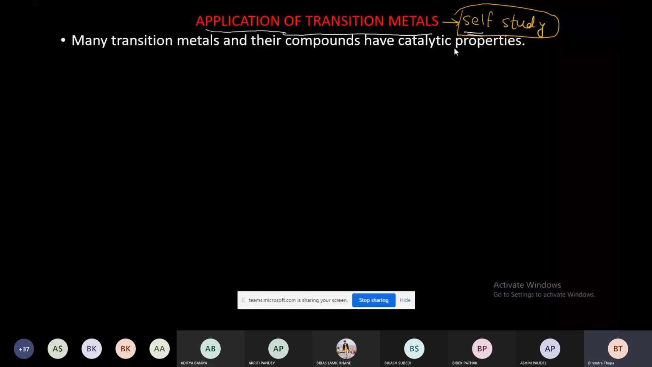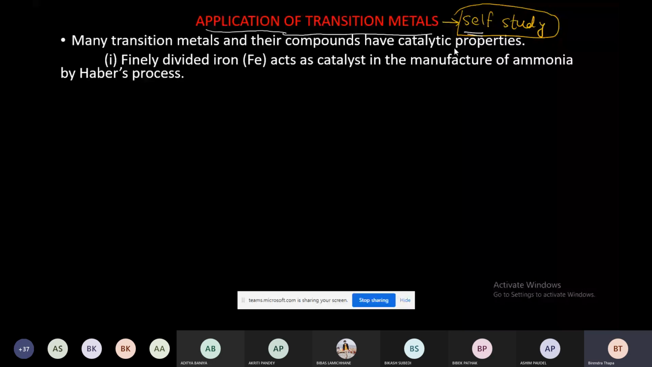Some examples are finely divided iron. In the Haber process, iron is used as catalyst. Haber process for the manufacture of ammonia, N2 plus 3H2 gives 2NH3. In this case, iron is used as catalyst.